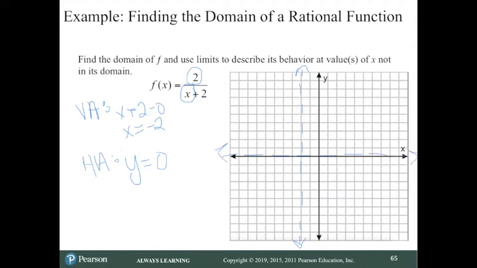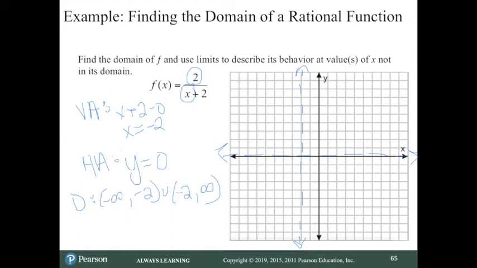Okay, so we found the asymptotes. Let's find the domain. Domain is all x values that can exist. Well, if we know the guides for the function, then we know that x can be any value except for negative 2. So our domain is from negative infinity to negative 2, and then from negative 2 to infinity.